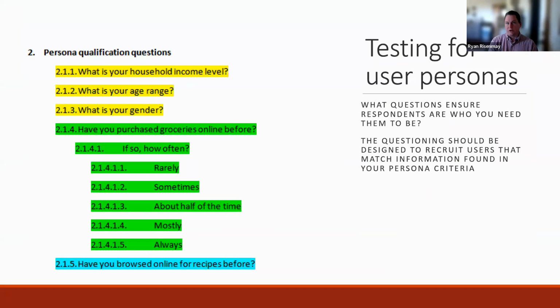How can I make sure they really are the person that we want? And so subsequent questions that are at the beginning of the test or in a qualification step before you get them into the test helps you make sure you really got someone that fits that user persona. Or if not, how do they vary a little bit, but they're still within the range that you want? And so asking questions like, what's your household income? What's your gender? May or may not be those questions that you need, but you can see that now we get into 2.1.4 in the green, where have you purchased groceries before? If so, how? Or online, excuse me, purchased groceries online before.